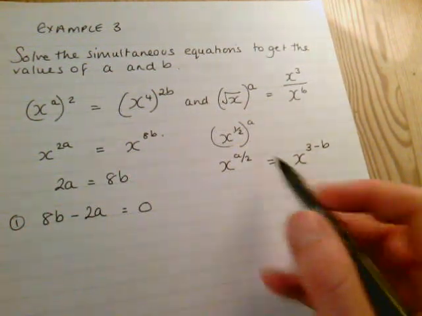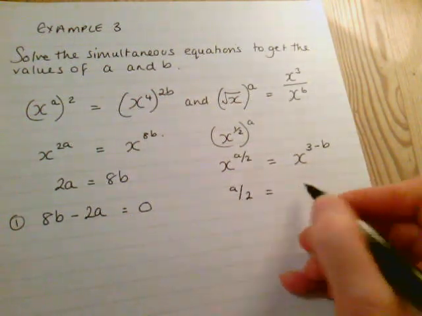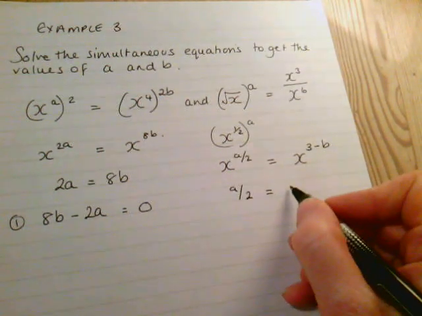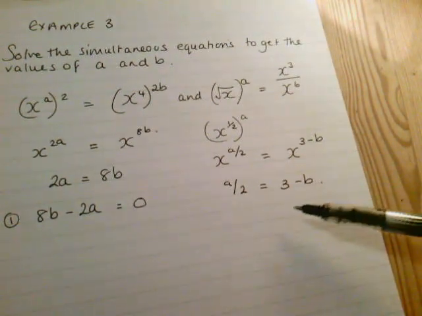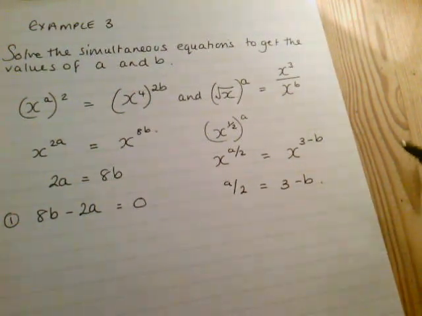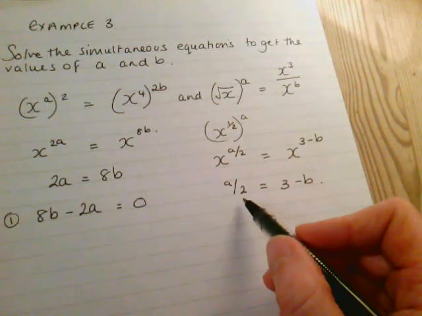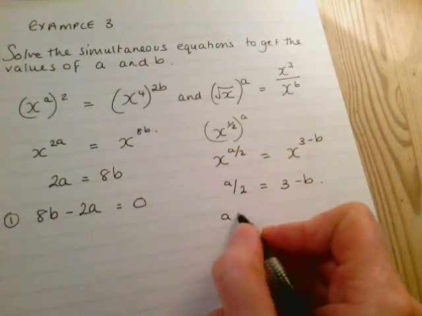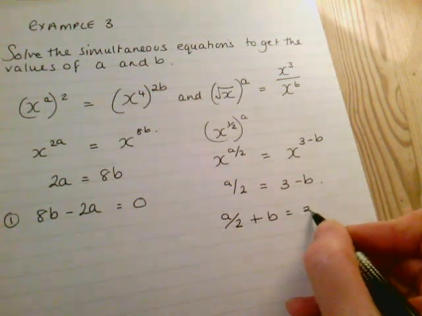Okay, so again, we've got the same base. So our powers are going to be equal to each other. a divided by 2 is equal to 3 minus b. I'm going to rearrange it into a form where I have a linear equation. So I'm just going to move my minus b over to this side, which gives me a over 2 plus b equals 3.